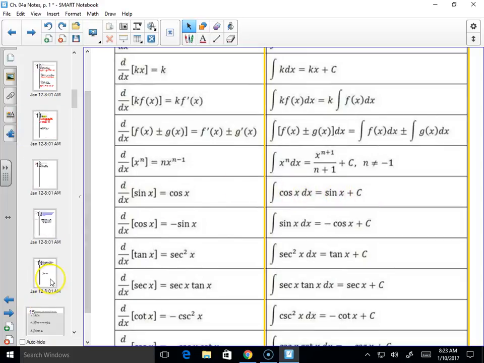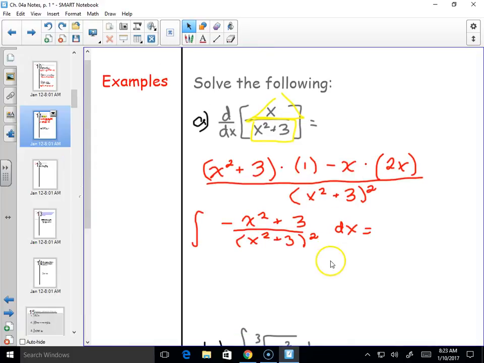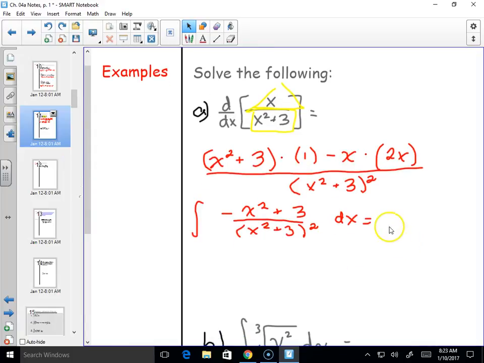So, what can we answer this integral formula with? I just simplified my quotient rule. There's my derivative. What would be my original? x over x squared plus 3 plus c.